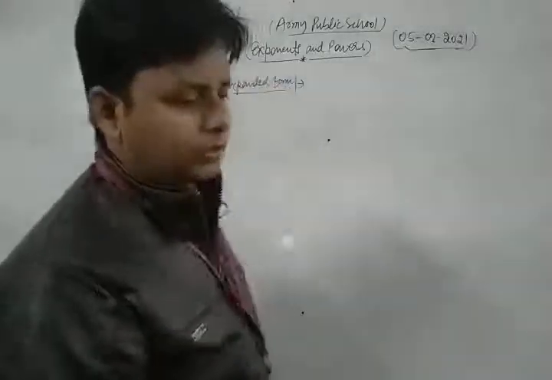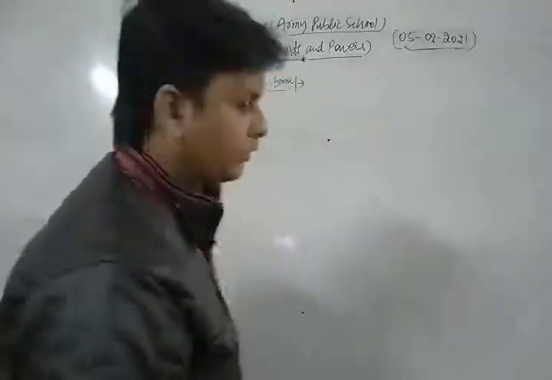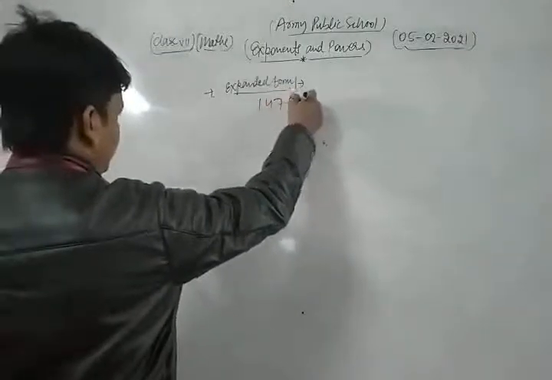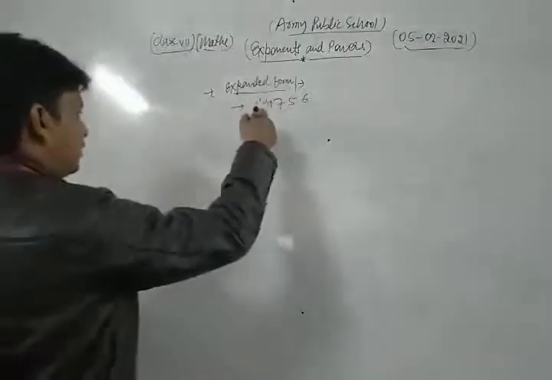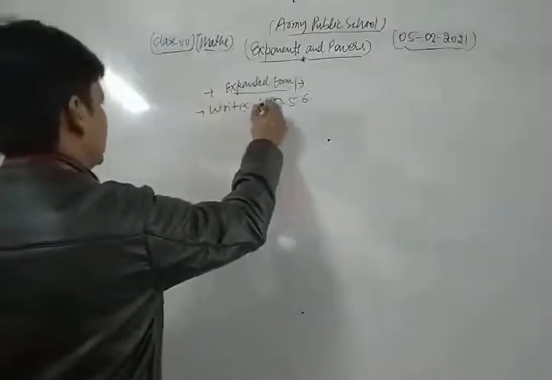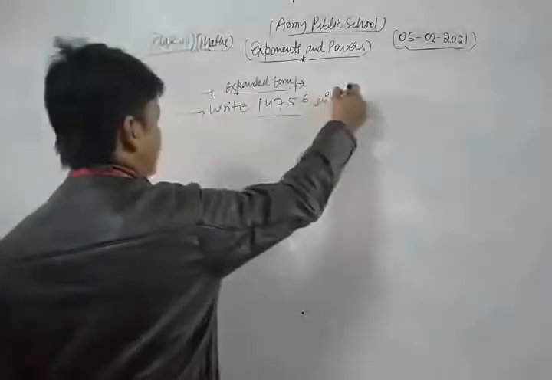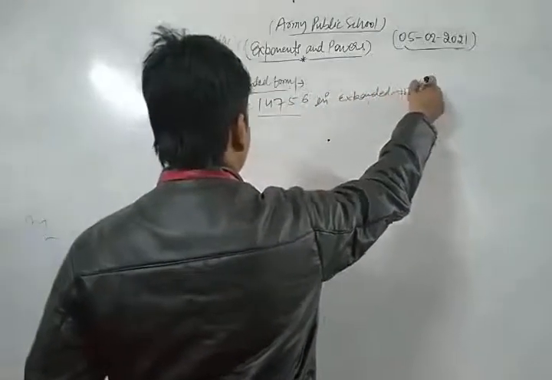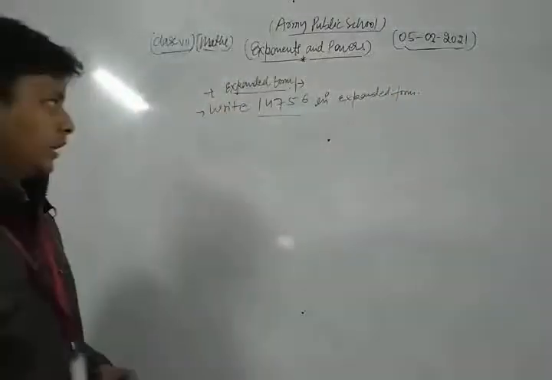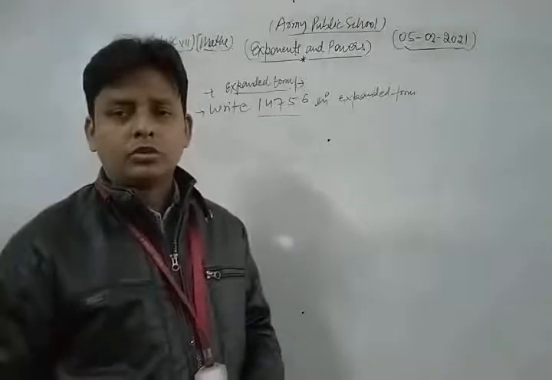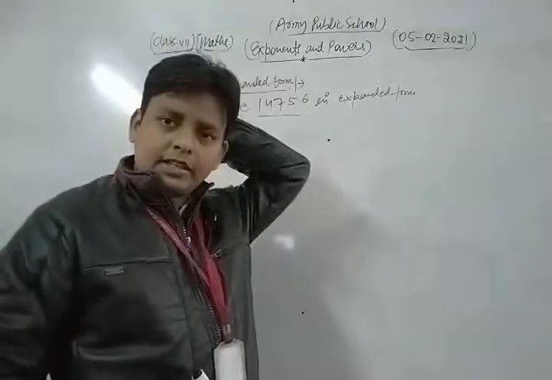Expanded form of a number. Suppose we write the value 14,756 in expanded form. The question is to write this value in expanded form. So what is the method to write each and every value in expanded form?